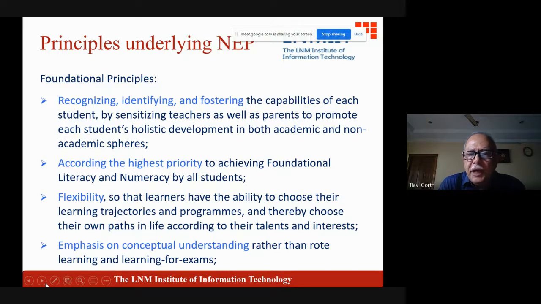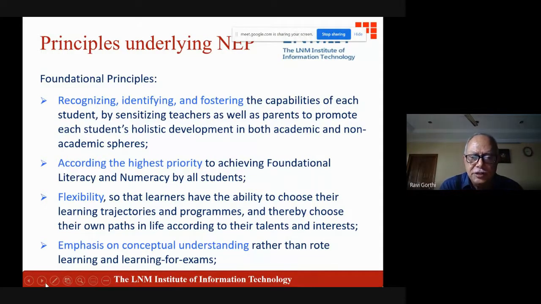Offering the highest priority to achieving foundational skills, this is at the school level. Flexibility, so that learners have the ability to choose their learning trajectories. Possibly we are good, but we can be better in terms of flexibility. Their own paths in life according to their strengths, talents, and interests.